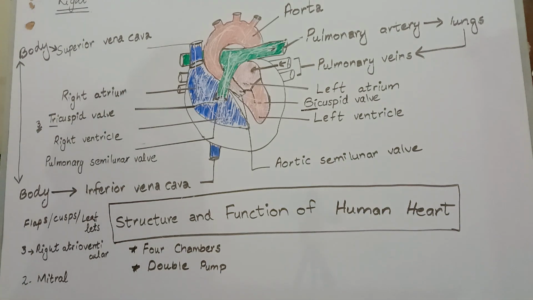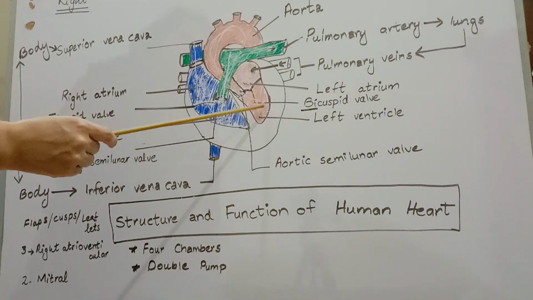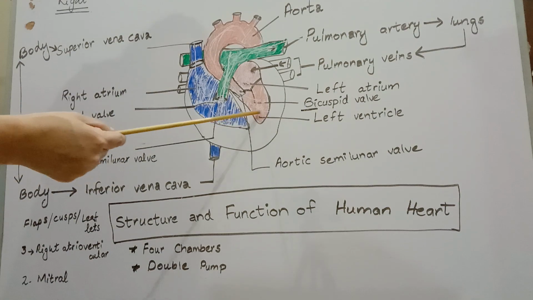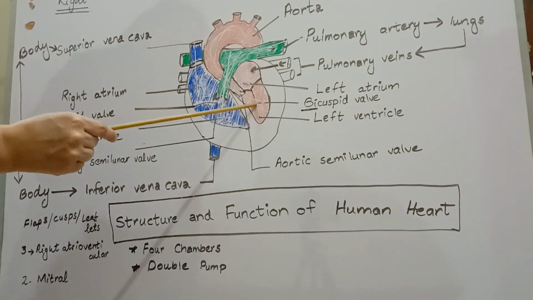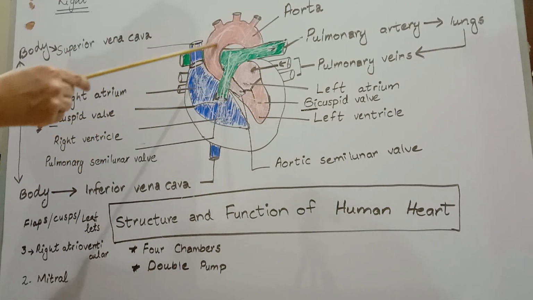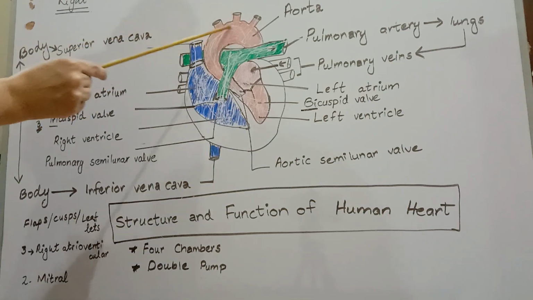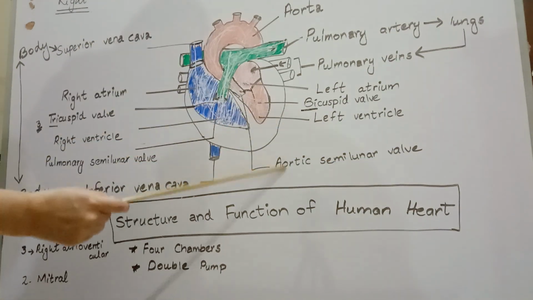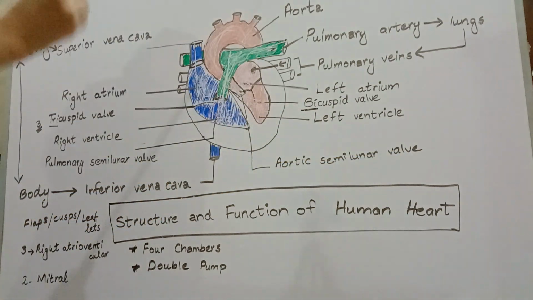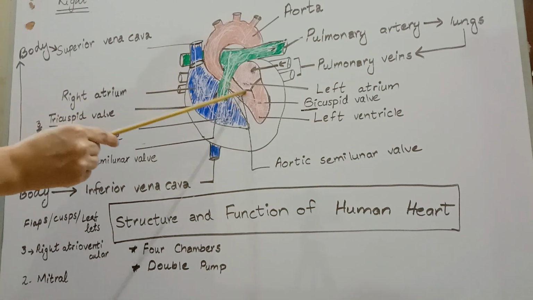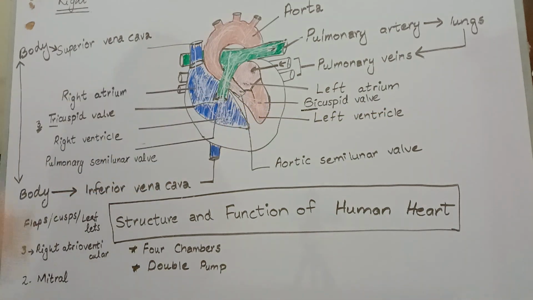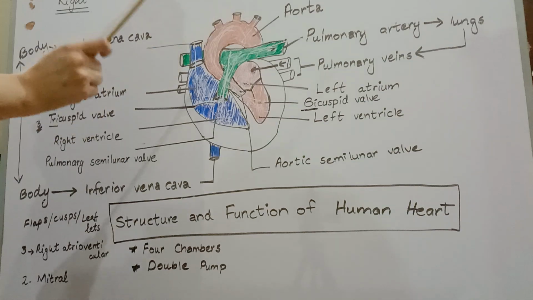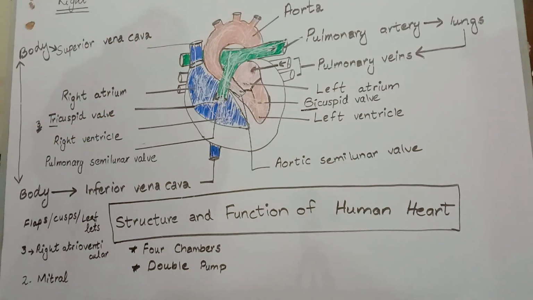Now let's talk about the next step. When the left ventricle contracts, the oxygenated blood goes towards the aorta. At the base of the aorta, the aortic semilunar valve is present. Its function is to prevent the backflow of blood from the aorta towards the left ventricle. And from the aorta, the oxygenated blood is supplied to the body. This is the function of the human heart.